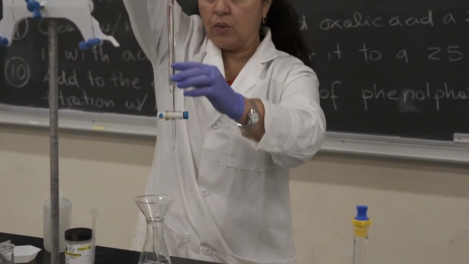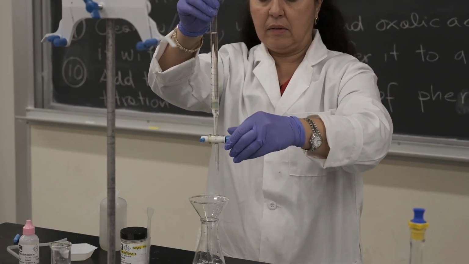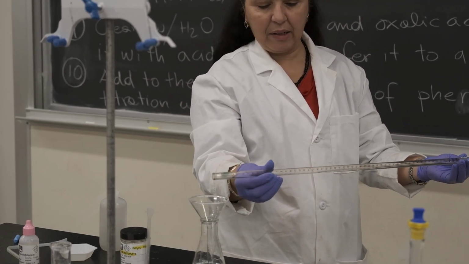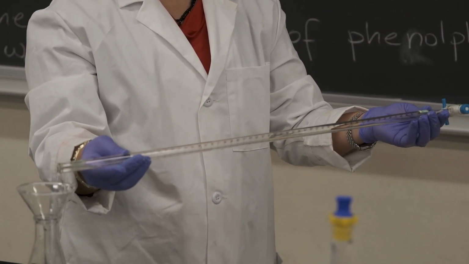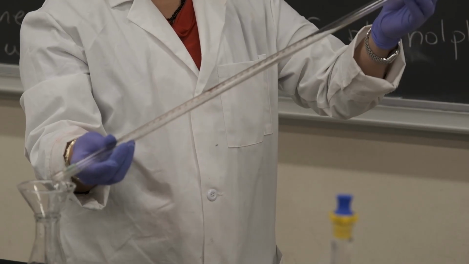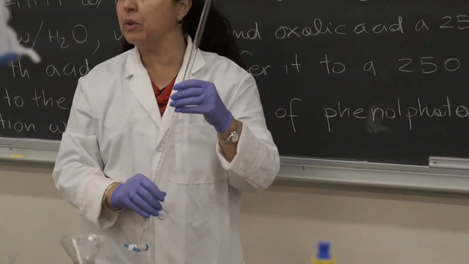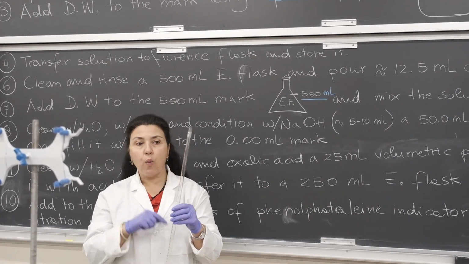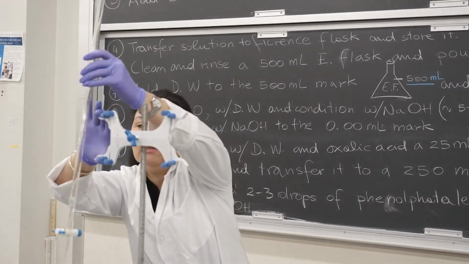Now first, you clean the tip of your burette, okay? And then you condition your burette, turning around your solution and making sure that your solution gets all over the walls of the burette. Why do we do this? So that we don't dilute the sodium hydroxide when we add it to the burette, because we want to find out exactly what is the molarity of the sodium hydroxide. Okay.